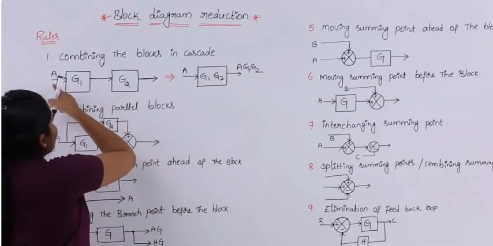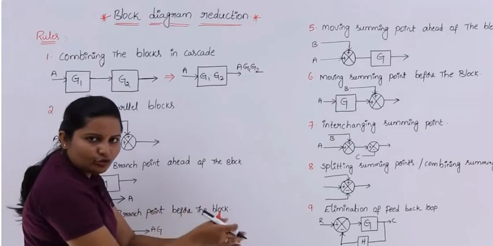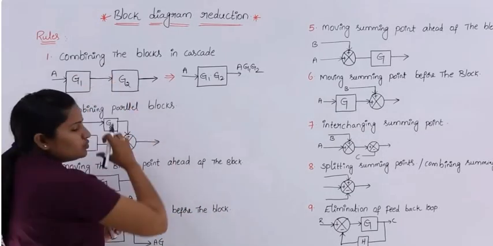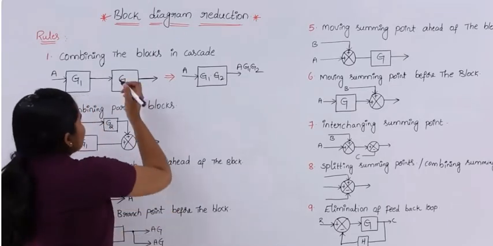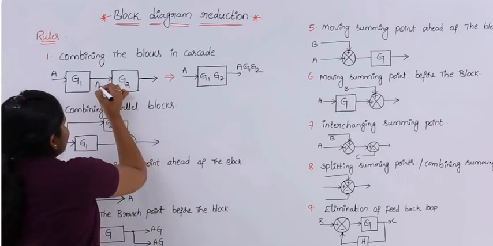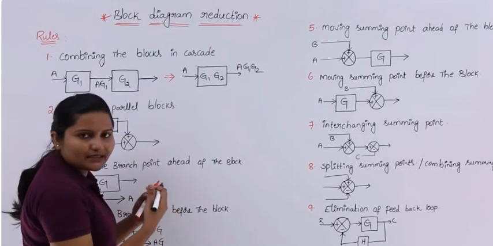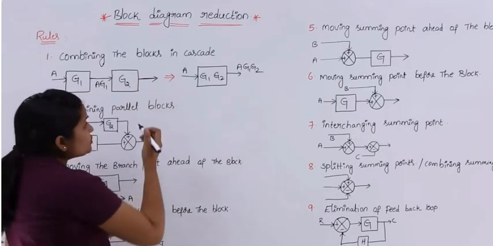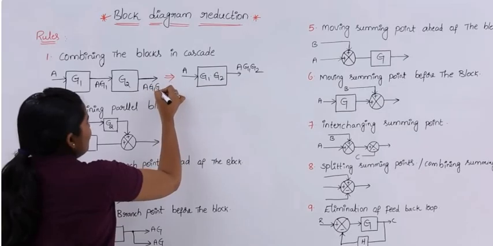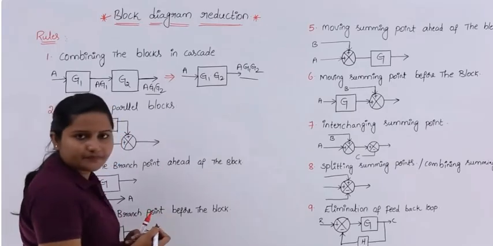Here you have a signal A going to a block with gain G1. After passing through the first block, the output is equivalent to AG1. This AG1 now passes to G2 and is multiplied with that block's gain. So totally the output is equivalent to AG1G2. If you consider the combined block, you get the same output.